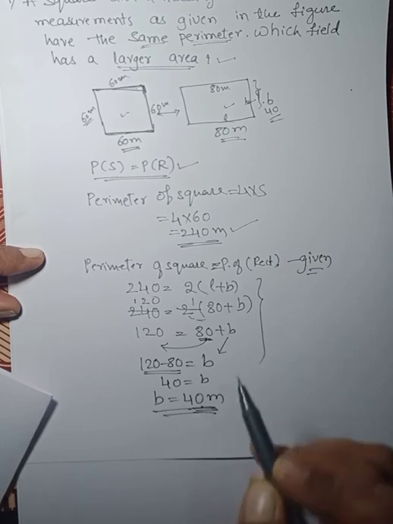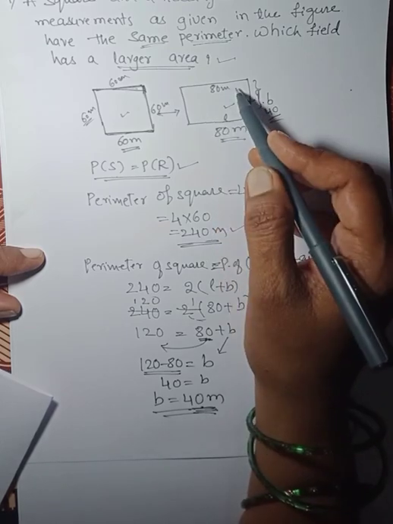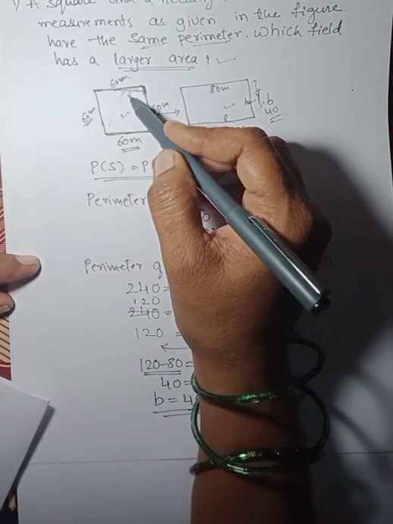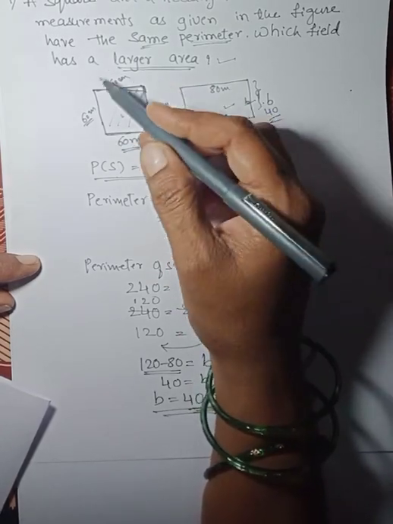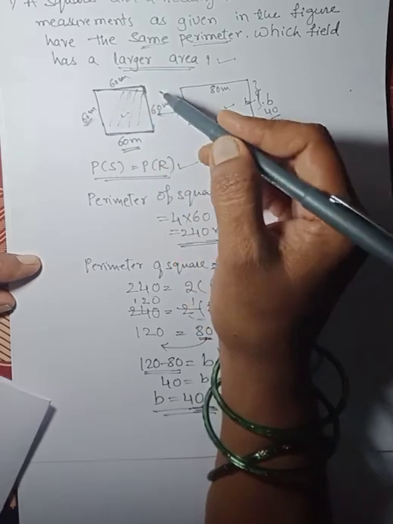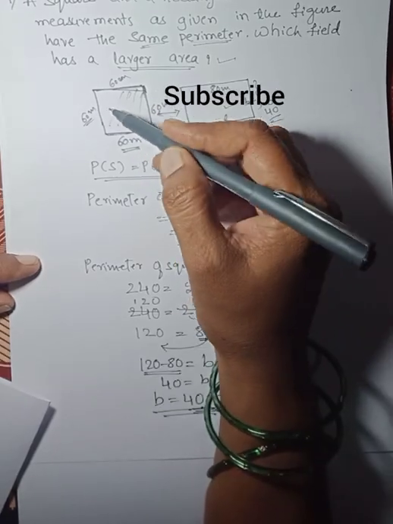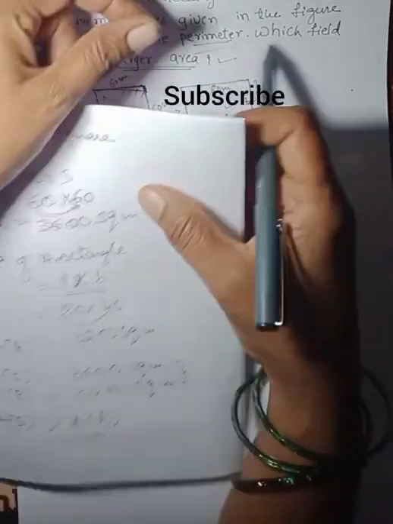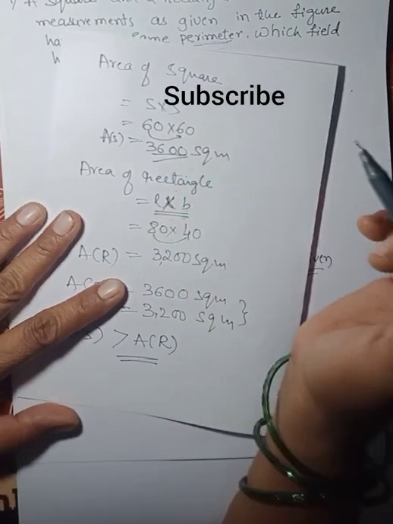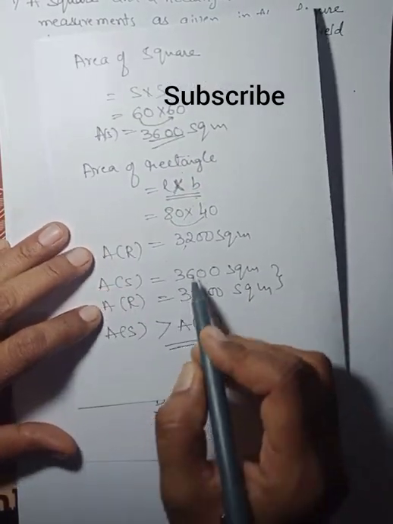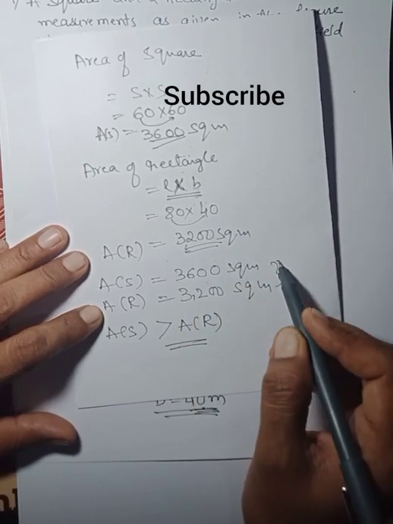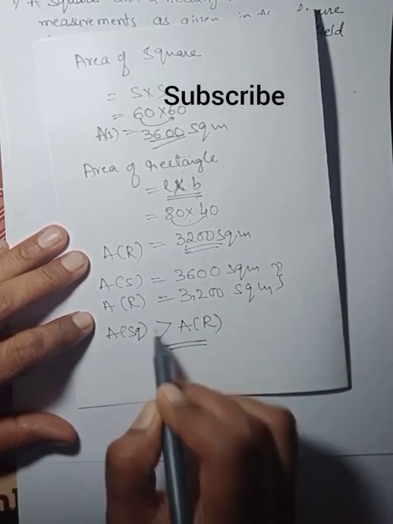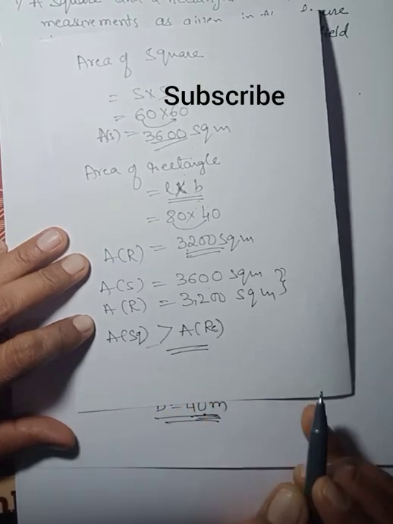Once you know the breadth and the length, you can find its area. And also you can find area of the square. It is very simple, because if one side is known, we can calculate, or you know that all the sides are equal. Then on that basis, area of the square becomes very easy, which is your 3600 square meter. Next you have here, very simple, 8 4 is 32. This is the area of rectangle. So when you compare, obviously you are getting area of square is greater than area of rectangle.